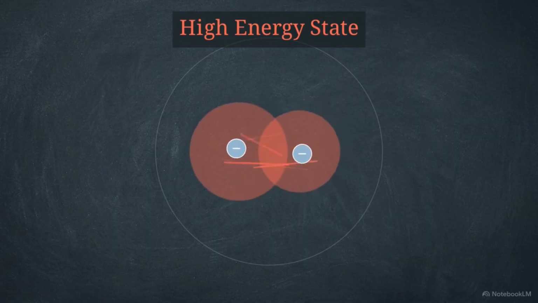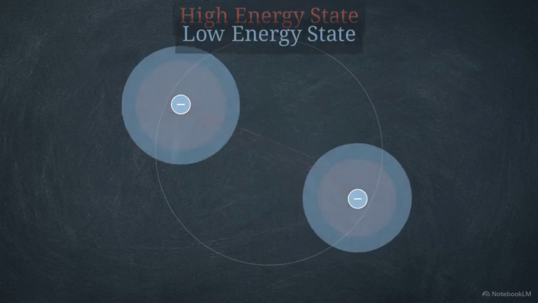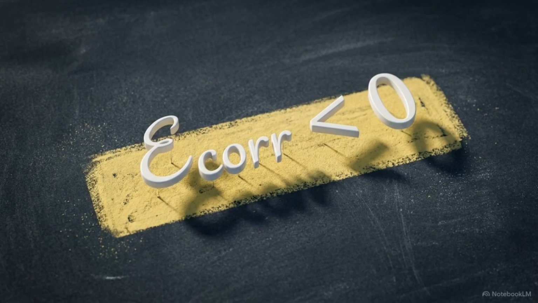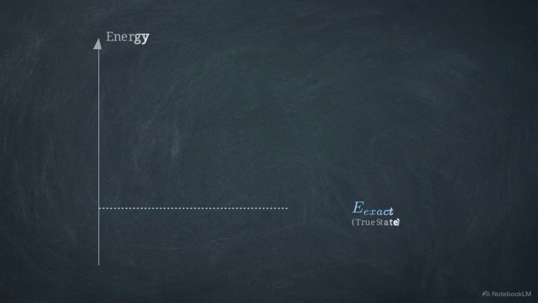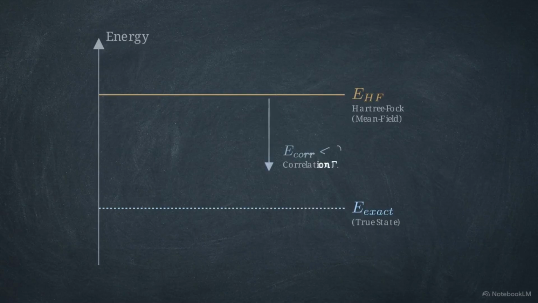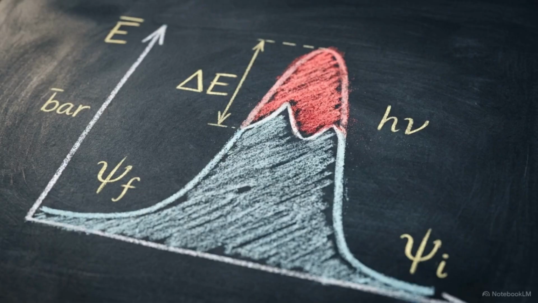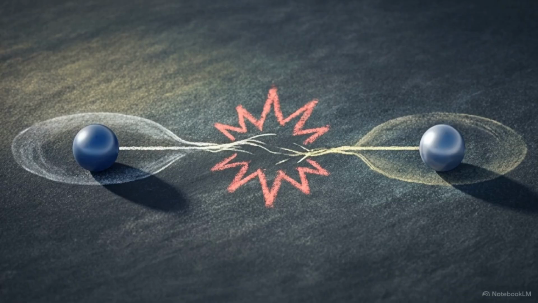Because electrons will naturally arrange themselves intelligently to minimize electrostatic repulsion, accounting for this correlation must lower the total energy. Therefore, correlation energy is always a negative value. Without calculating this negative correlation energy, our predictive models sit at an artificially high energy state. Any resulting calculations for molecular stability, key reaction barriers, or bond strengths are physically incomplete.